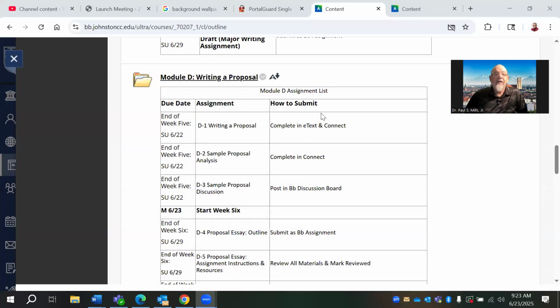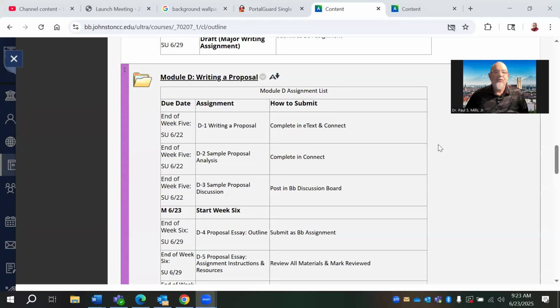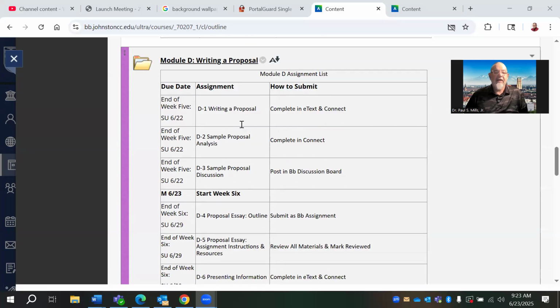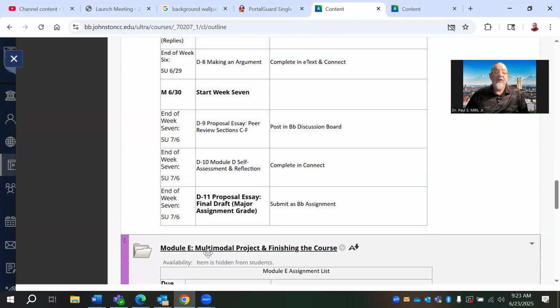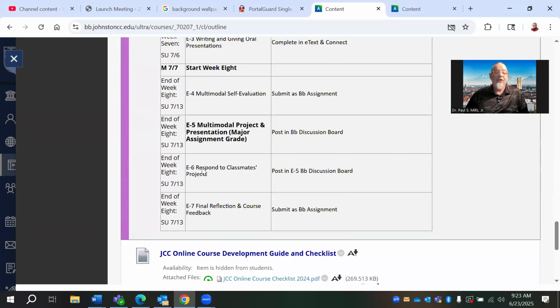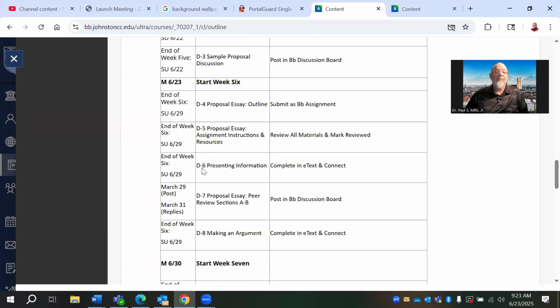Sorry about that. So what we're looking at again is Module D. We're looking here at the middle of Module D. We're starting week 6 on the 23rd, which is today, and then running all the way down through next week, which is starting of week 7. If you take a look ahead, you can see we're almost done. You have very little left to do.